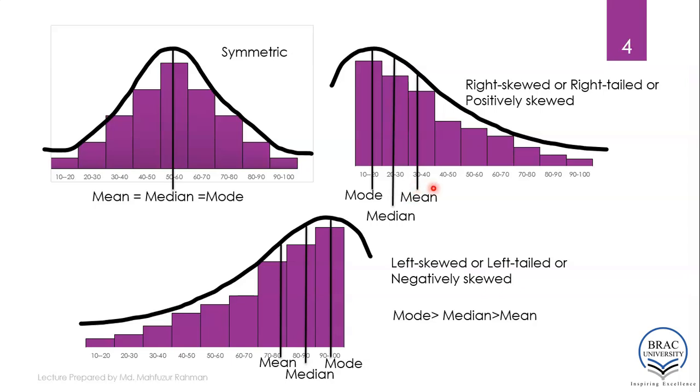Now, in a symmetric distribution we see all are equal, but in a left-skewed or negatively skewed distribution we see the mode is larger and the mean is smaller. In a right-skewed distribution you can find that the mean has a larger value compared to the median, and the mode has the lowest value, as it is at the starting point where the distribution is high. So that's the ideal situation for a right-skewed data set, where the mean value is larger than the median, which is larger than the mode.